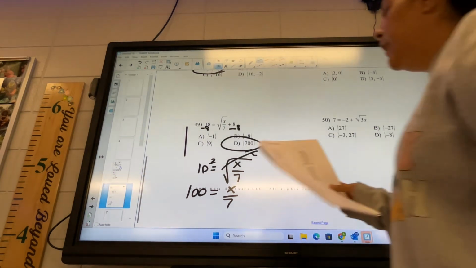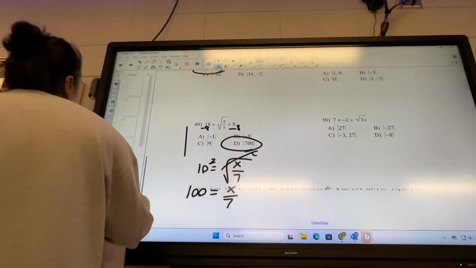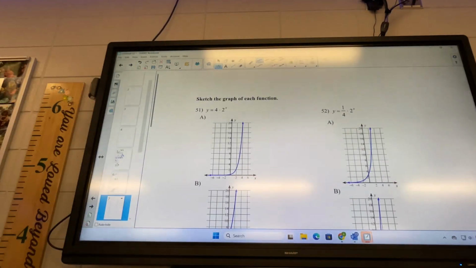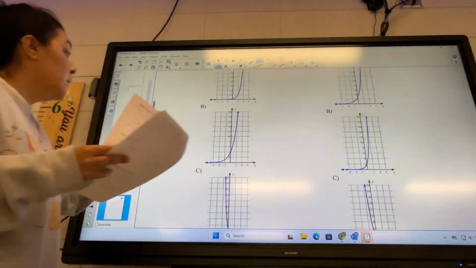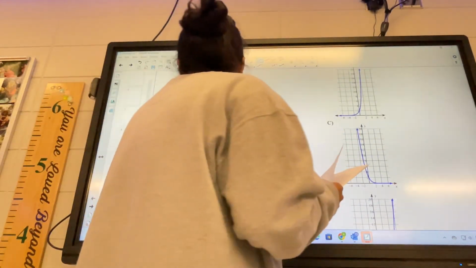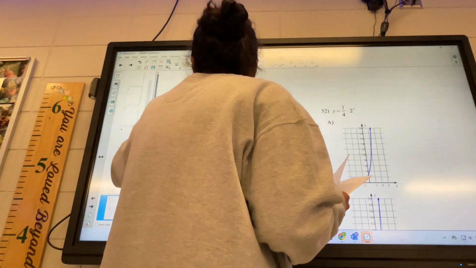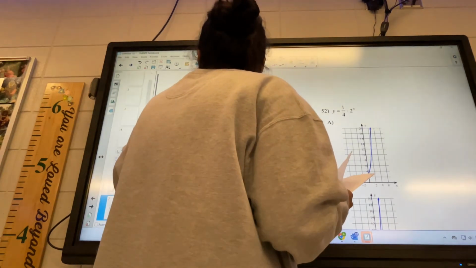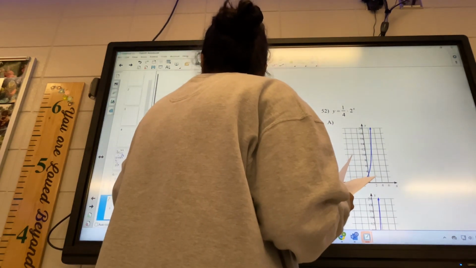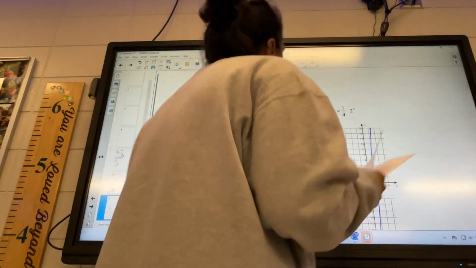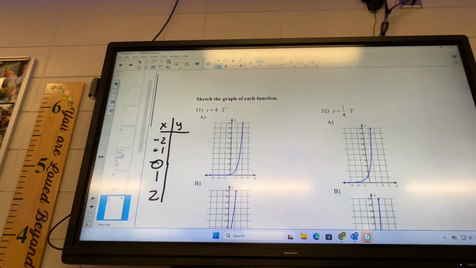Okay, 51. The very first thing I would look at is, should this be growth or decay, and then look at the pictures. Okay, is this growth or decay? Growth. It is growth. So can we cross off anything? C. We can cross off C. Okay, so that helps. Now the next thing I would do is go ahead and make your chart. Okay, and I would fill in one number at a time, look at the graph. Fill in one number, look at the graph.